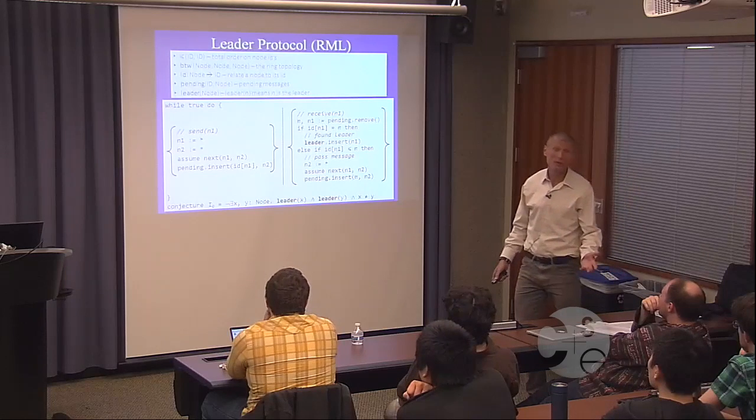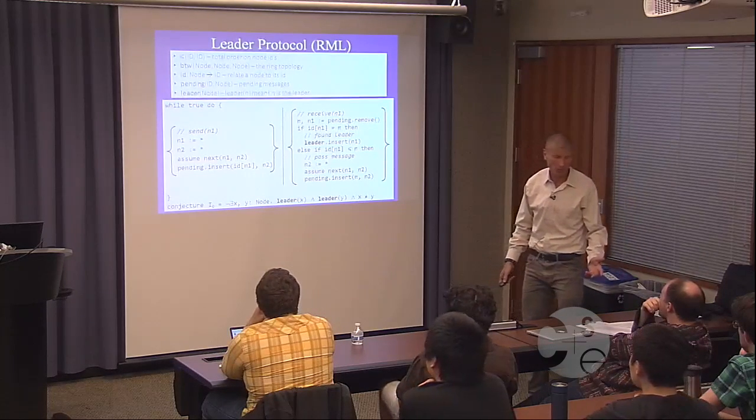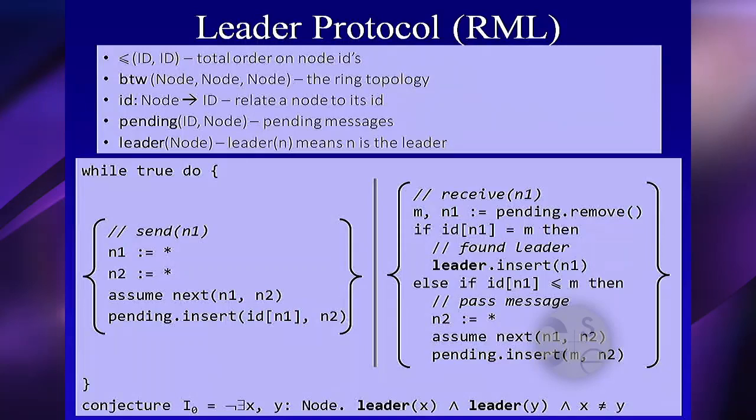Okay, so I'll show you this language. I can give you the syntax, but I prefer to show you this by means of an example. So here is the leader election. You see, I'm just defining a number of relations. Basically, there is ID, which is a total order on IDs. I don't actually have integers. I have only total orders. So there's a total order on ID.